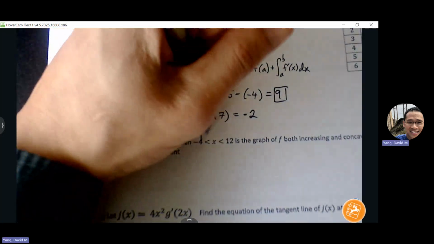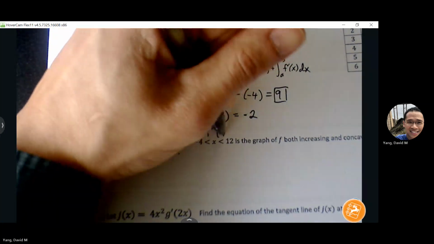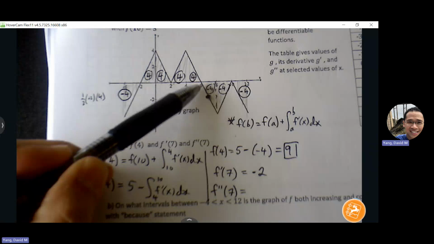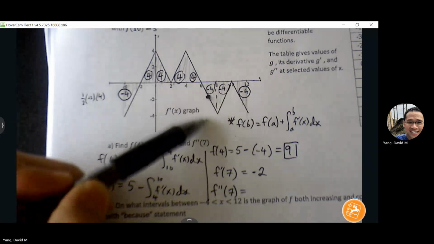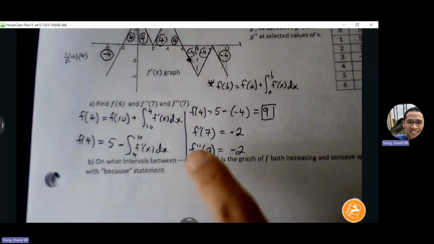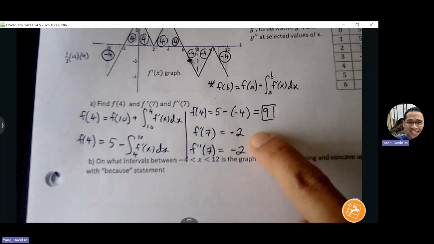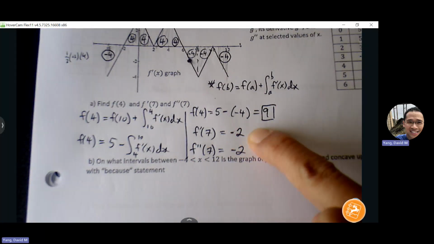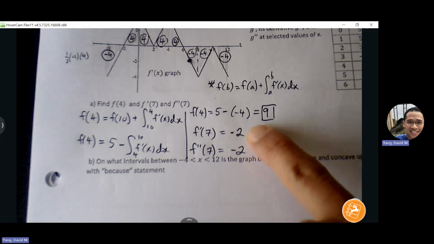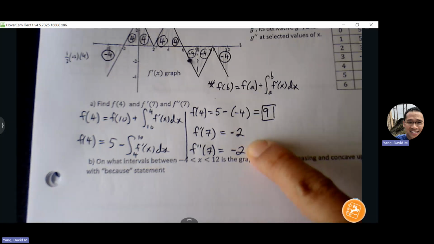If I want to find f double prime of 7, I will need to find the what at that point? Slope. What's the slope of this line segment? 2. Right. These are the same numbers, but we're arriving at them in different ways, right? Just a coincidence, that the ordered pair, the y value, happens to be the slope. These are not necessarily always going to be the same.